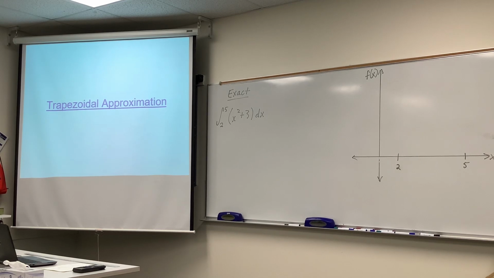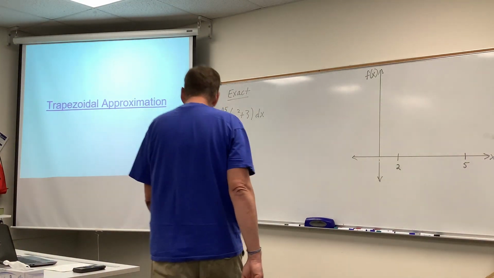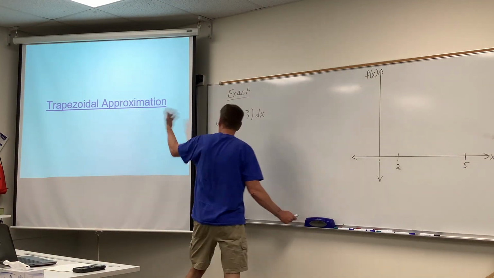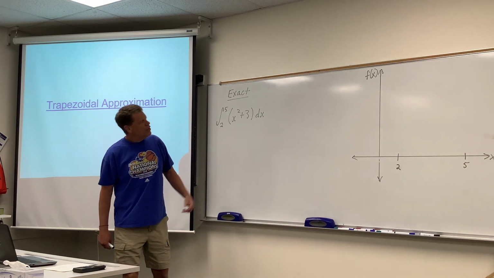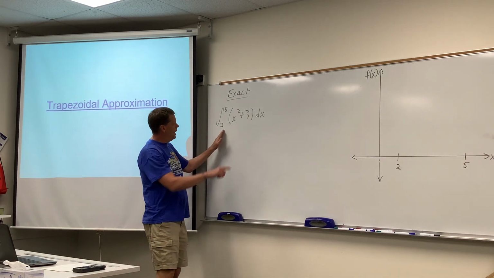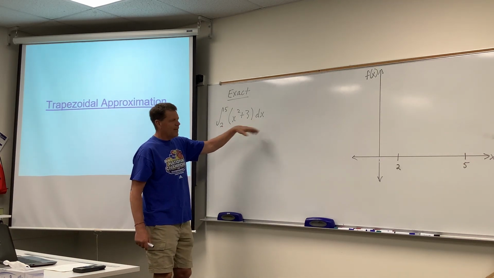All right, folks, so here we go. This is assignment 29, trapezoidal approximation. We'll get into what that language means. Suppose we had an integral from 2 to 5 of a function with respect to x.